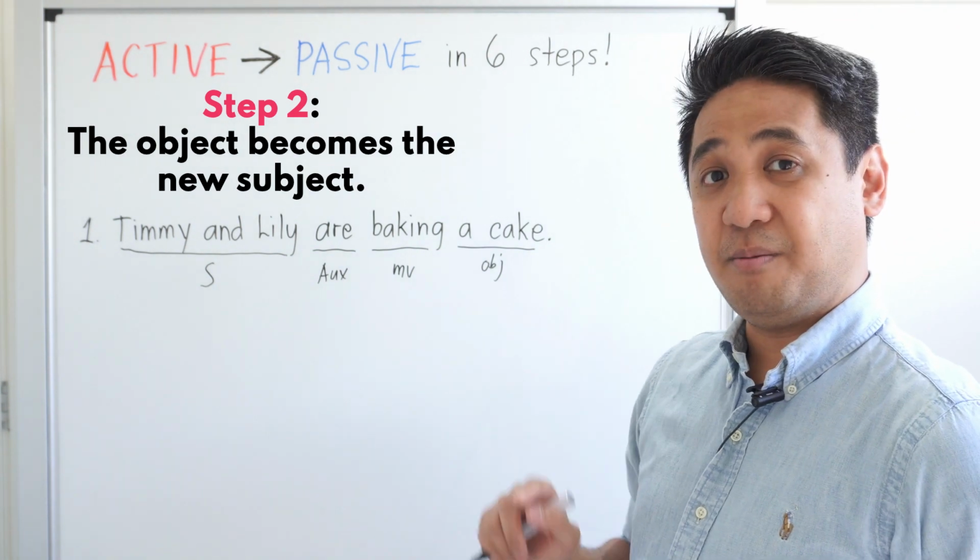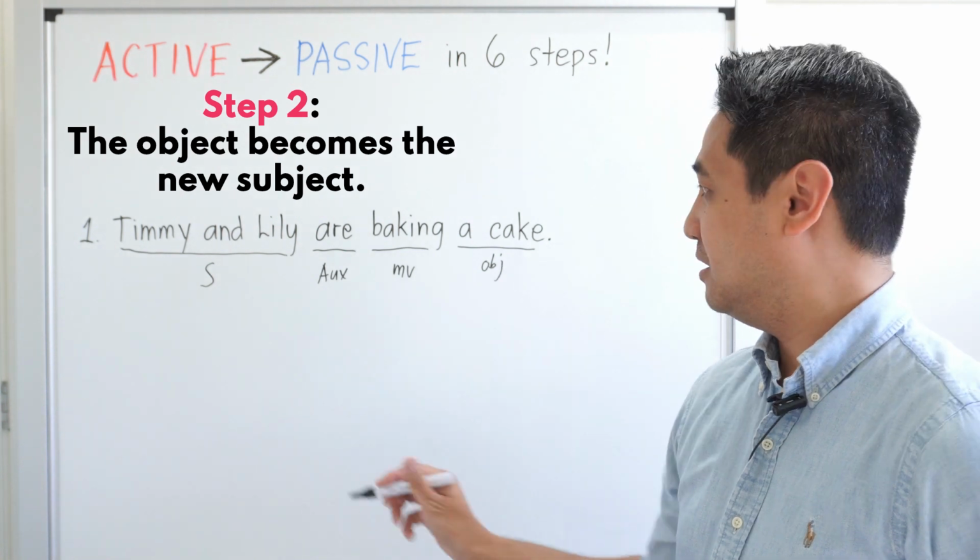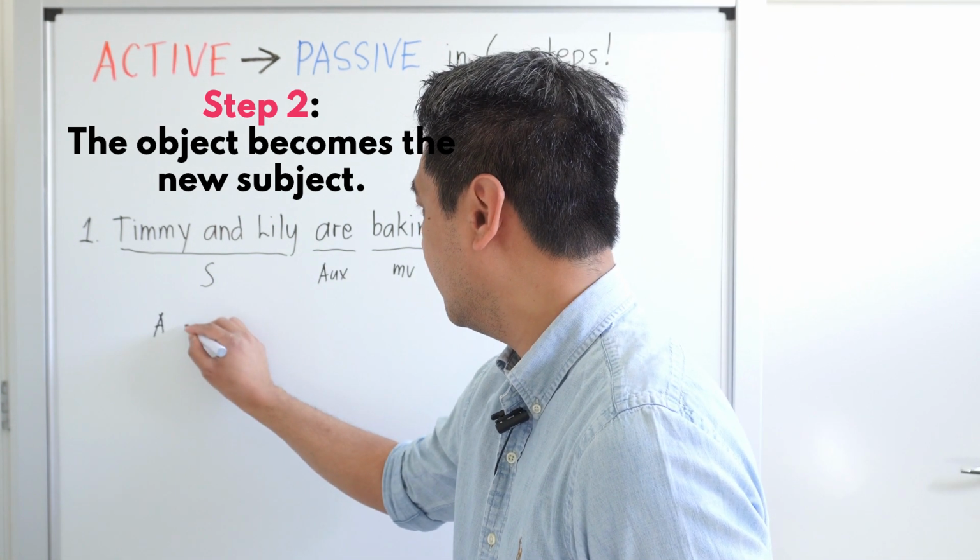Step 2, the object becomes the new subject. Now that we've identified the parts, we know a cake is the object, so it becomes the new subject. A cake.